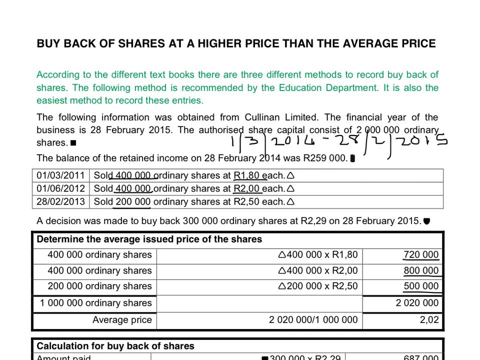To work out the total number of shares already issued, it's the 400,000 plus an additional 400,000 plus 200,000. So issued shares is 1 million shares. The total amount of money that was collected when these shares were sold was 2.020 million. If I divide the money by a million, it gives me the average price per share as R2.02.